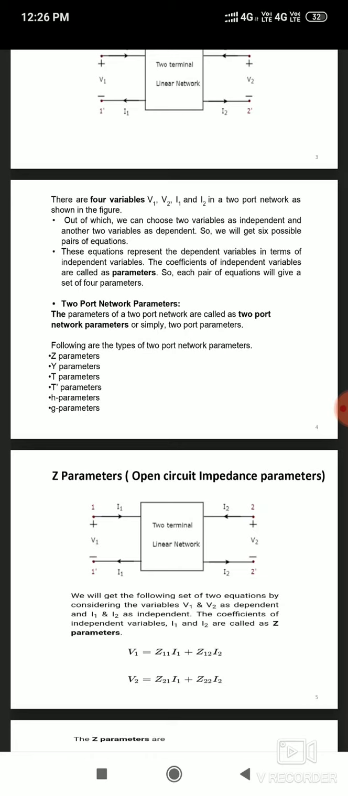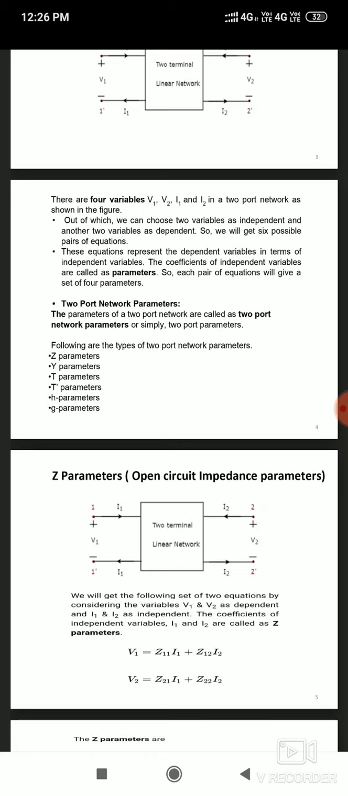These are the importance and fundamental points of the two port network. In the next lecture, we will discuss the Z parameters. Once we understand the Z parameters, we will solve problems. If you understand the Z parameters, there will not be any difficulty understanding the further parameters. So I am focusing more on the Z parameters.